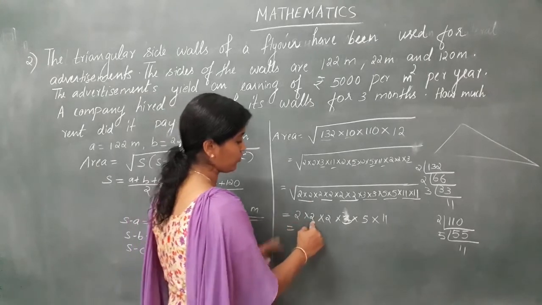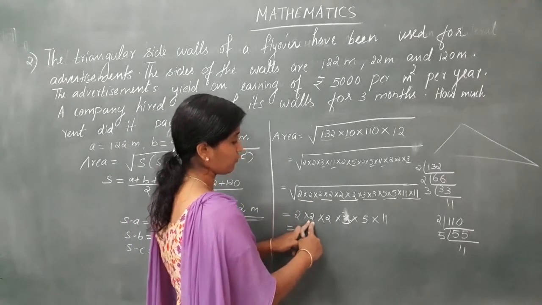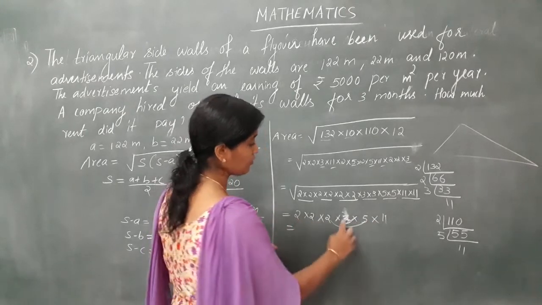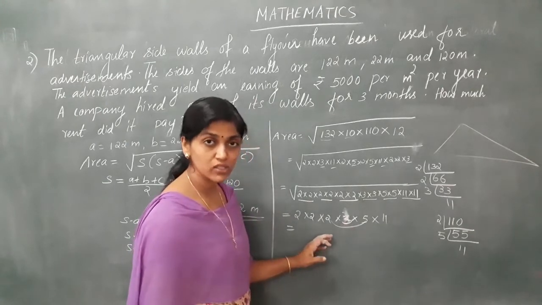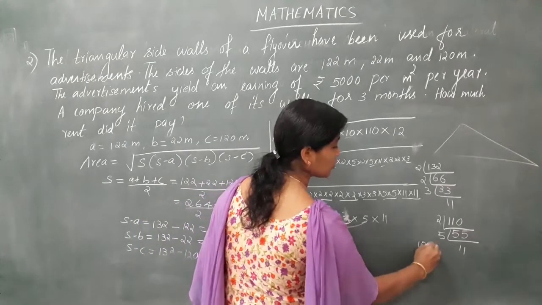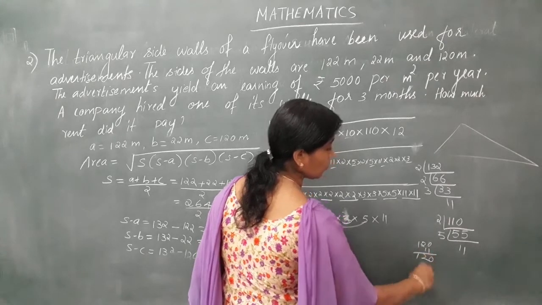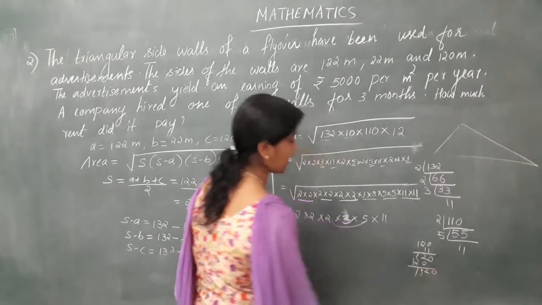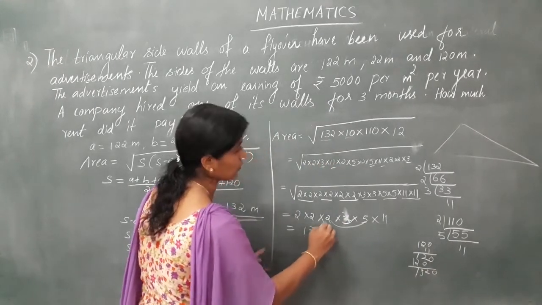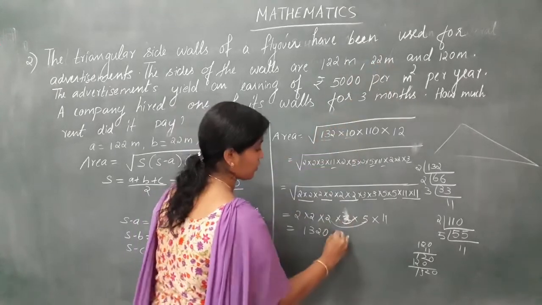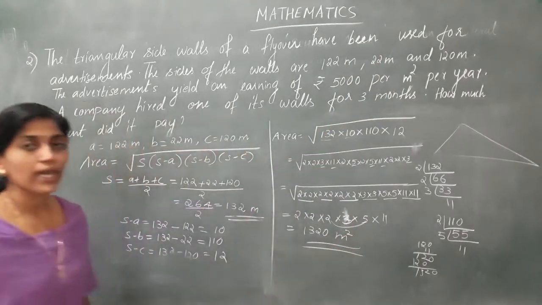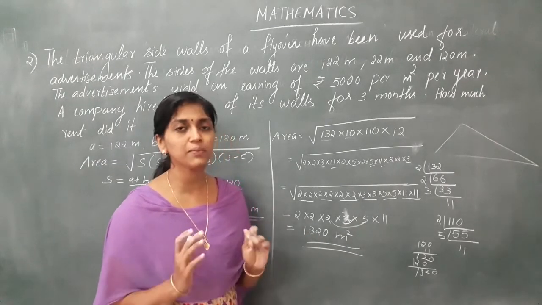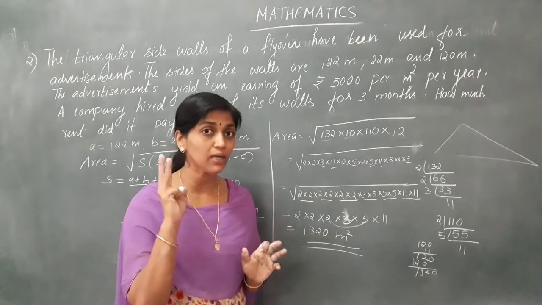So all numbers are having pairs, so I can come out of the root. Multiplying, 2 into 2 is 4, and 5 2s are 10, so 10 into 4 is 40. Then 40 into 3, it is how much? 120. Then 120 into 11: 0, 2, 1, then again 0, 2, 1. So 0, 2, 3. So I get the answer as 1320. What is our unit? It is meter square. So area I got as 1320 meter square.